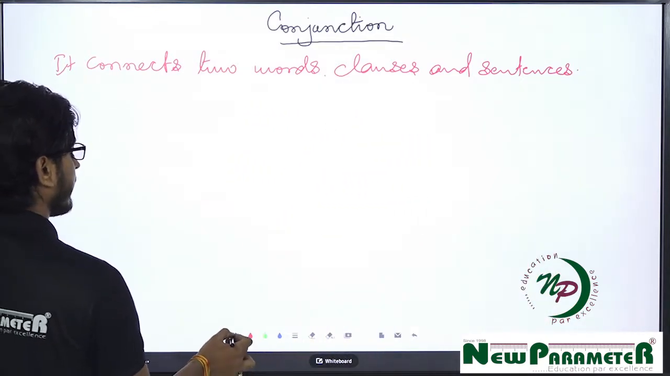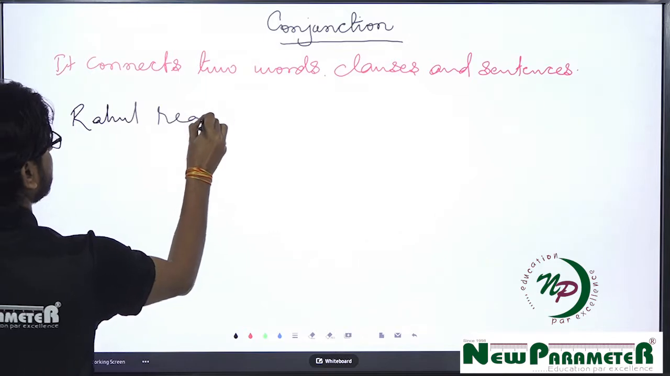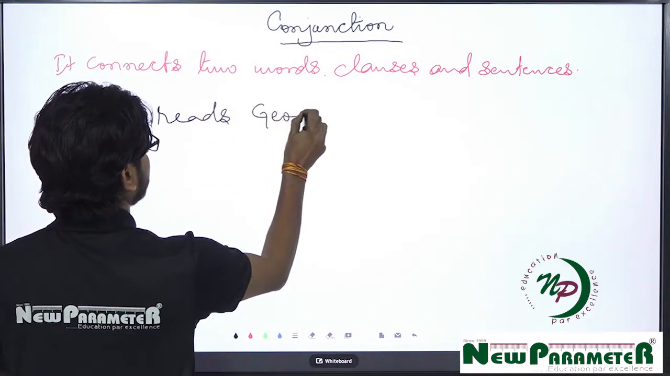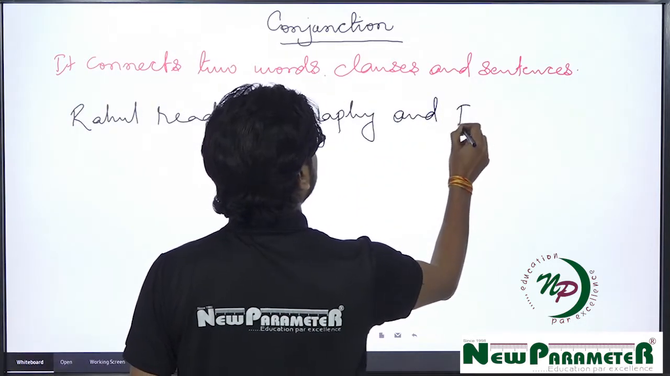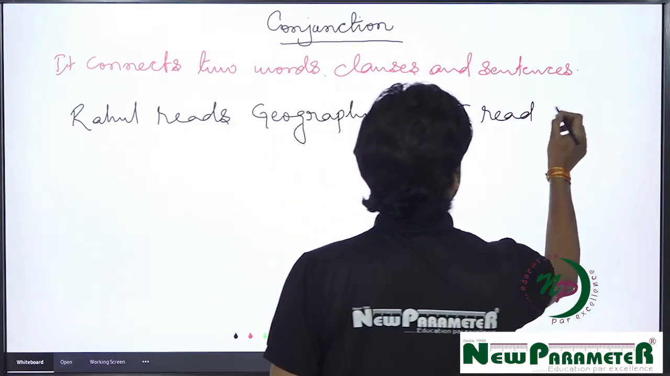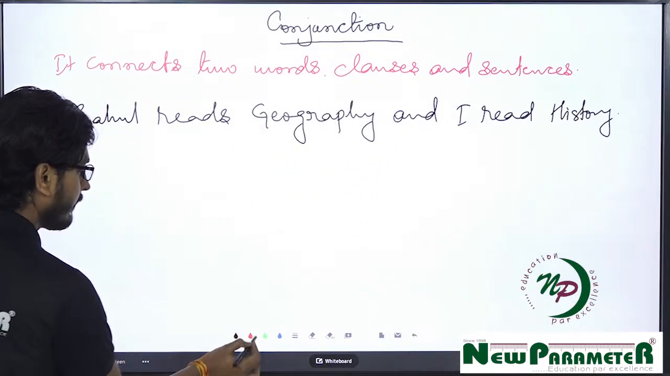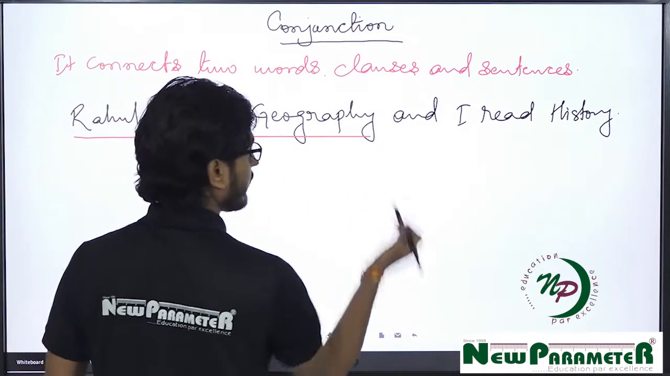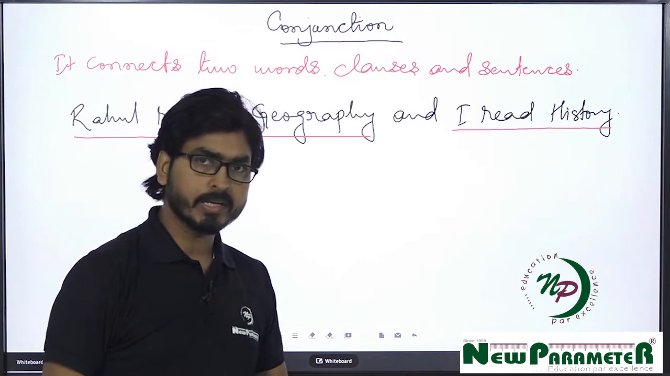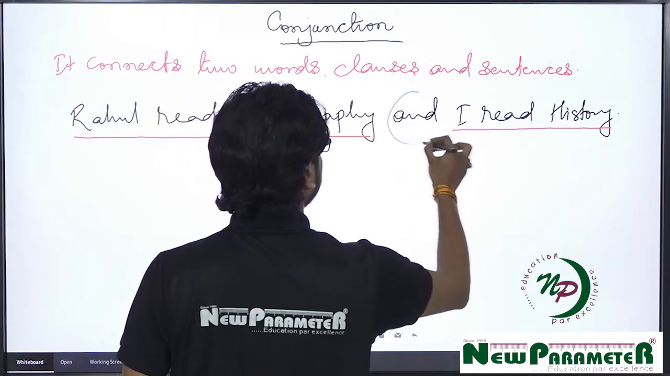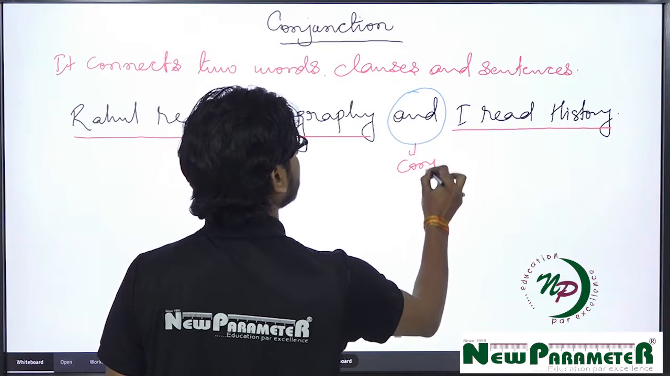I'm just giving you an example. Rahul reads geography and I read history. So here we see we have two clauses, that is, Rahul reads geography and I read history. And these two clauses have been connected with what? We can say and. So we can say and is a conjunction.